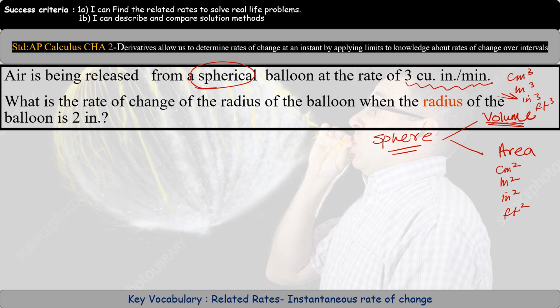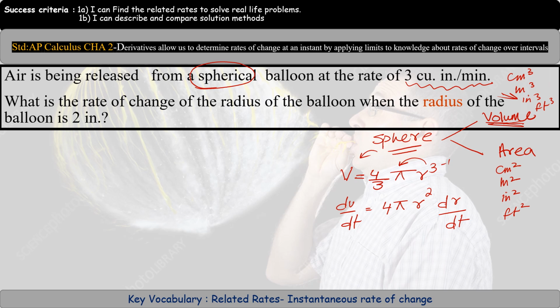So you write the formula for the volume of the sphere, which equals 4 by 3 pi r cube. After doing this, take the derivative. So dV by dt equals 4 by 3 pi, which is a constant, multiplied by the power. Using the power rule, you will get 4 pi r. From the power you subtract 1, so r square, and don't forget to write dr by dt.